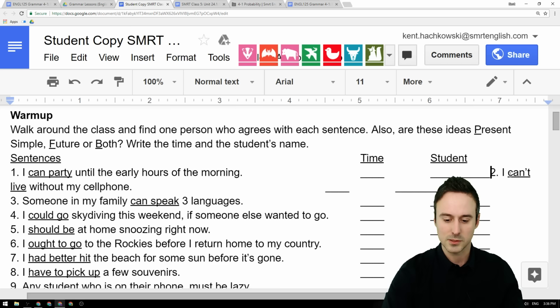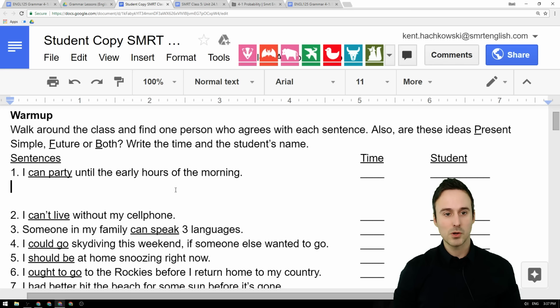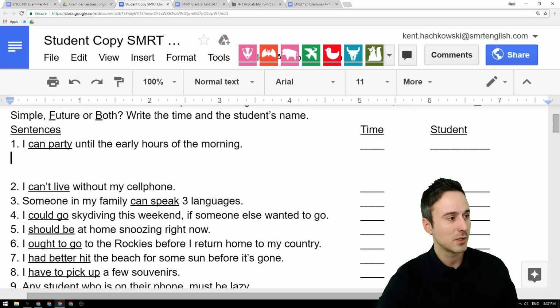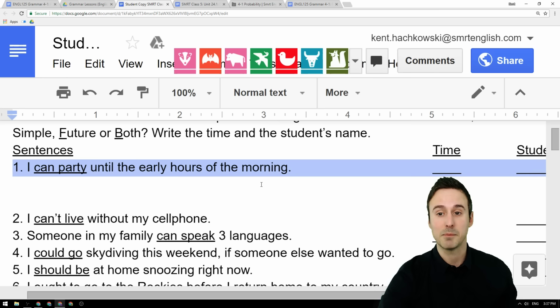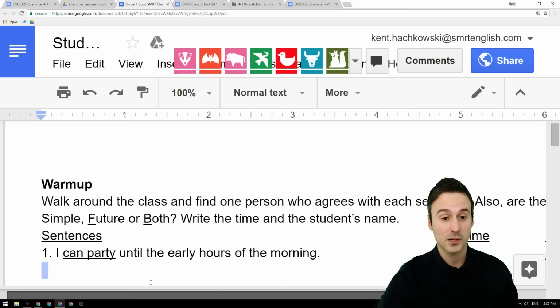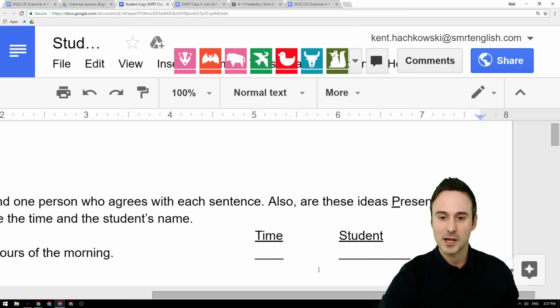So what I want you to do is read this sentence. We're going to do number one first, and I want you guys to read this sentence. And when you do it, I also want you to tell me about the time. And you've got two options here. If you look at the top here, it says you're not going to be walking around this class. I guess you could walk around if you want to, but it might be a little weird. So you're going to read the sentence, and I want you to tell me while you're doing this, are these ideas present, as you can see here, present simple?